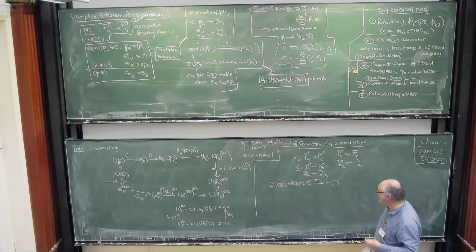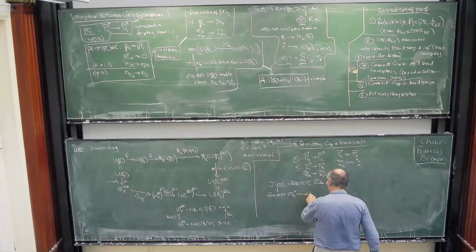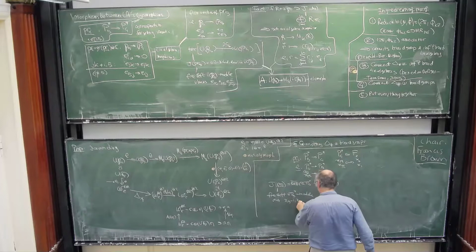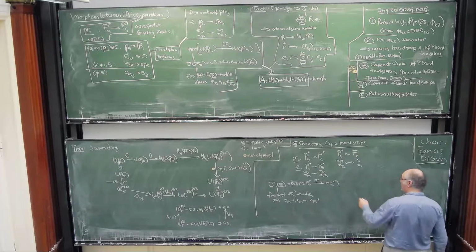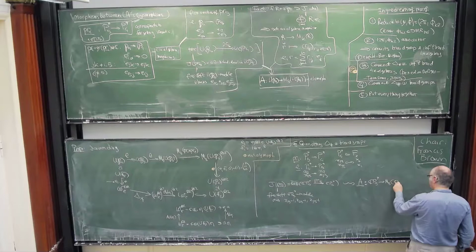So it's a free left CP5 star module with basis X15 minus 1, X25 minus 1, and X35 minus 1. And together with the lemma that we had before, we get a morphism A underline, going from CP5 star to M3 of CP5 star.